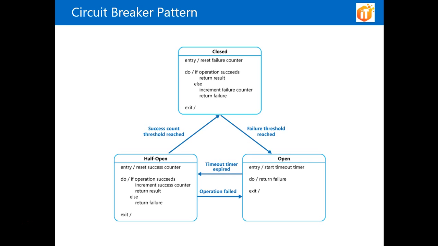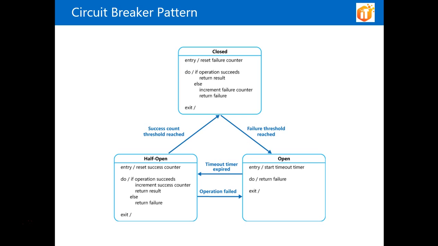The counter used by the half-open state records the number of successful attempts to invoke the operation. The circuit breaker reverts to the closed state after a specified number of consecutive operation invocations have been successful. If any invocation fails, the circuit breaker enters the open state immediately and the success counter will be reset the next time it enters the half-open state.